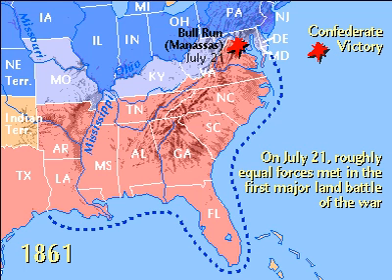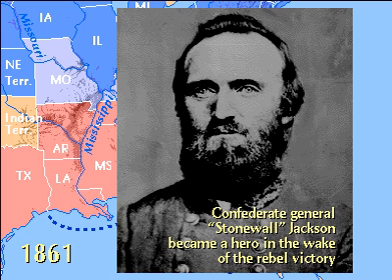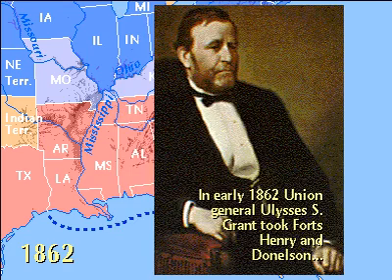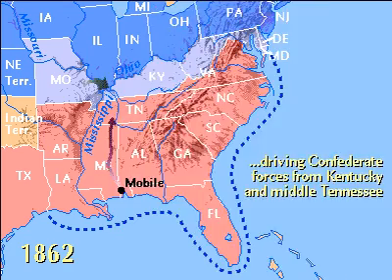On July 21st, the two sides met in the first major engagement of the war, the Battle of Bull Run, which ended in a Confederate victory. Confederate General Stonewall Jackson became a hero, and confidence in the South soared. To the west, in February 1862, the Union had better luck when Union General Ulysses S. Grant took Forts Henry and Donelson, driving the Confederates from Kentucky and central Tennessee.